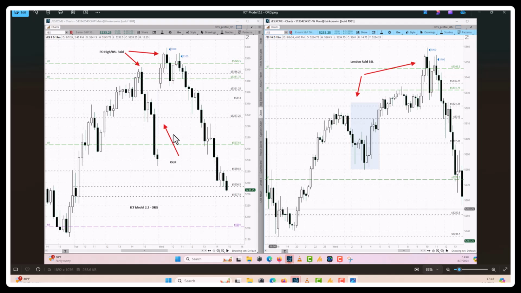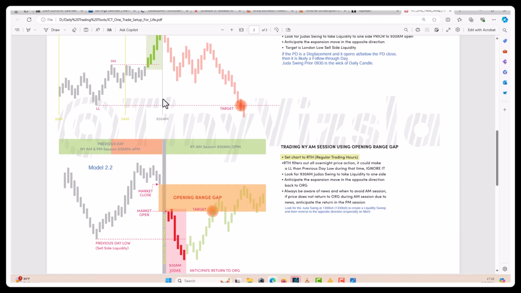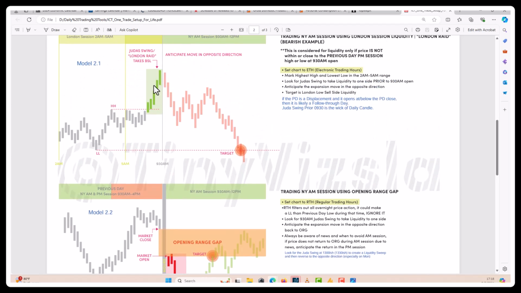So you have a gap up. This is regular trading hours. It's electronics. You can see this also raided London. So it's kind of mixed between model 1 and 2. But if both of them are present, it gives you a very high quality setup right there. So let's check out the London.